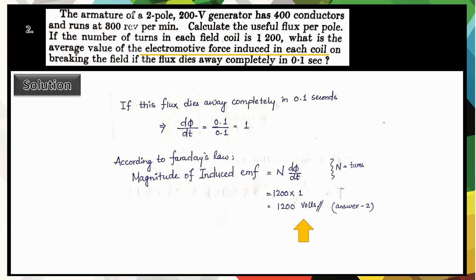So according to Faraday's law, we know that the magnitude of induced EMF is nothing but N d phi by dt, where N is the number of turns. Here it has given the number of turns equal to 1200 of the field circuit. So 1200 into 1 equals 1200 volts. So the induced EMF magnitude will be 1200 volts. That is the answer to this part.